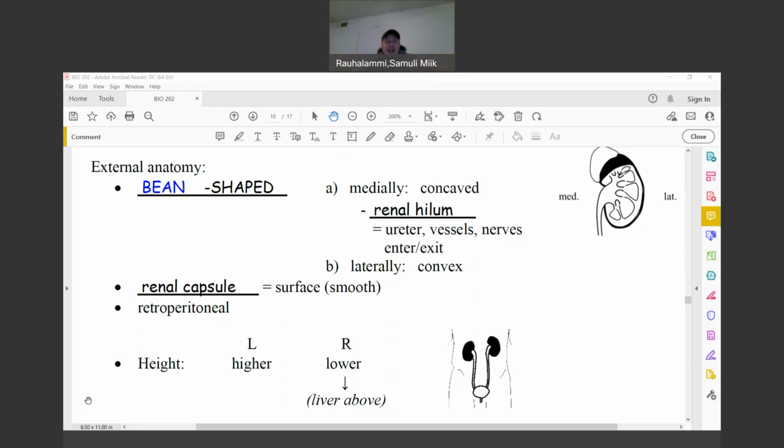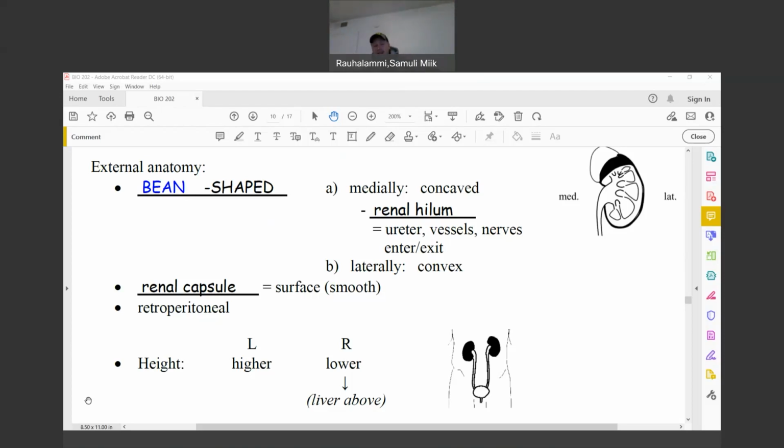And of course, the lateral sides, like I mentioned, are more convex in their shape. Kidneys, often when we dissect them, appear to have a shiny, smooth surface. That's because they're enclosed inside a renal capsule. Kidneys are also quite far back toward the back, so many students are sometimes surprised about that. And we will notice that there's a slight height difference between the left and right side when we look at where the kidneys are located.